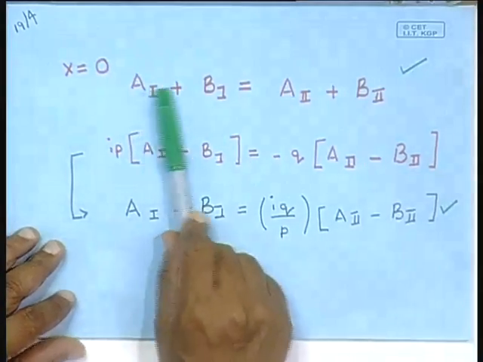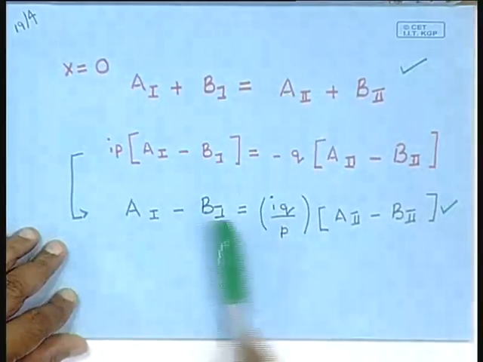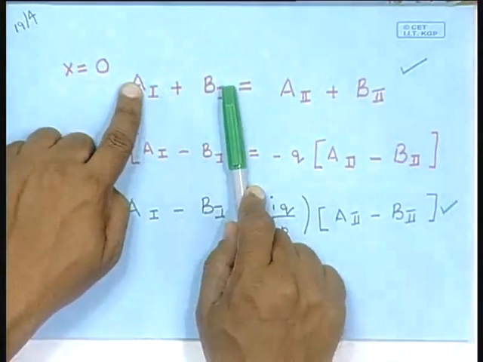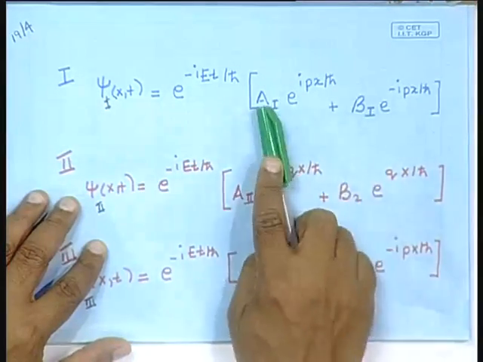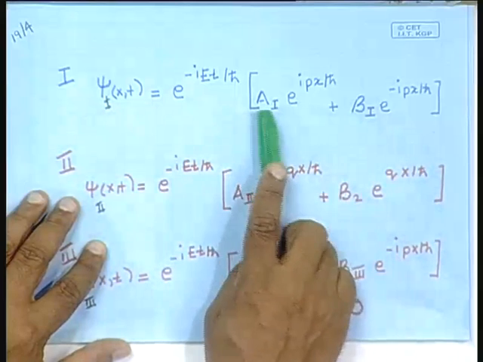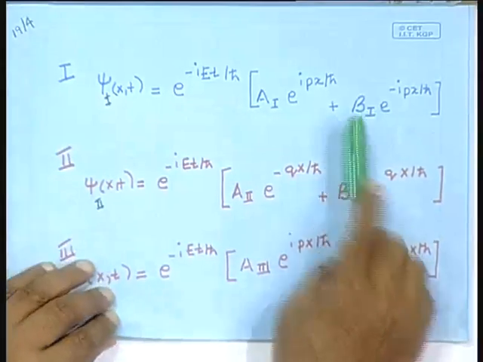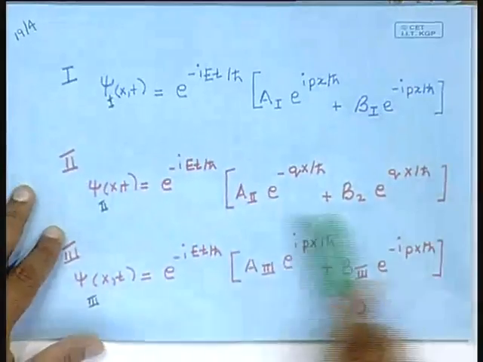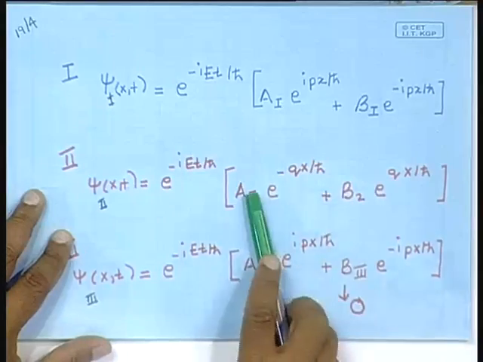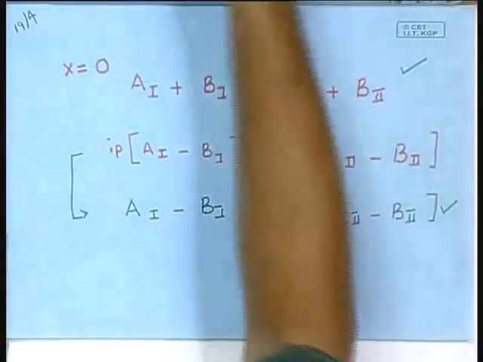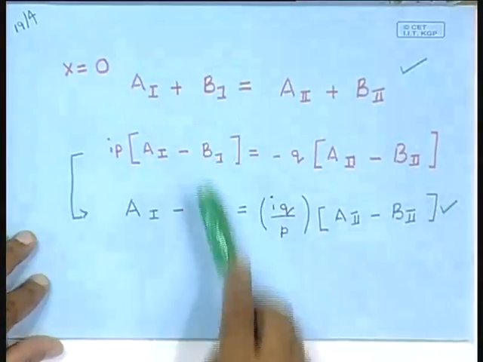These are essentially relations between the coefficients of the wave function on the two sides, A1, B1 and A2, B2. A1 and B1 are the coefficients of the wave function on the left hand side. This represents the right propagating wave, the incident particle, this represents the reflected particle. A2 and B2 are the amplitudes of the two different wave functions on the right hand side in region 2, and what we get from the boundary condition are relations between A1, B1 and A2, B2.